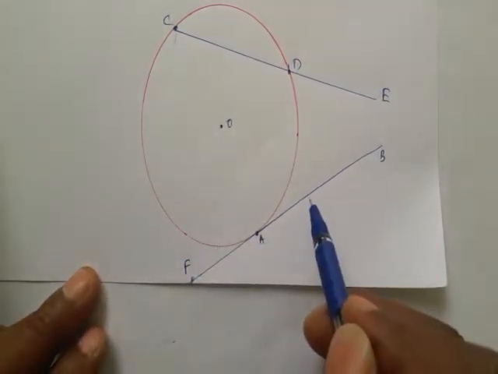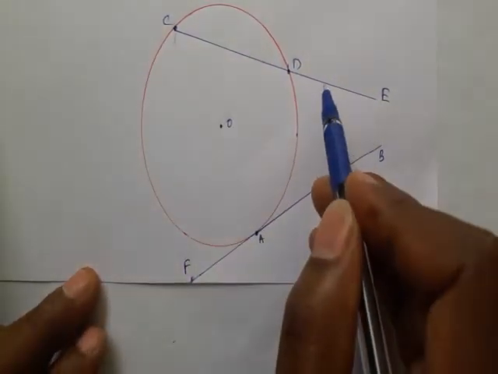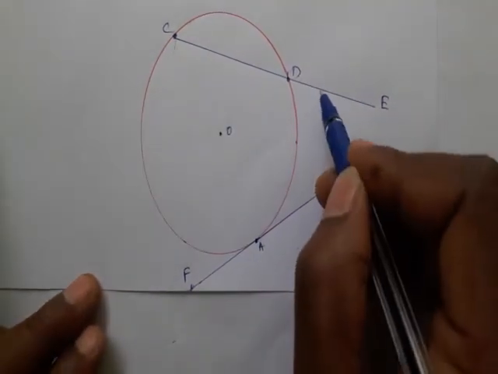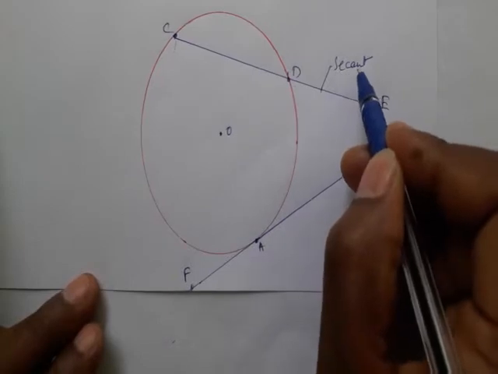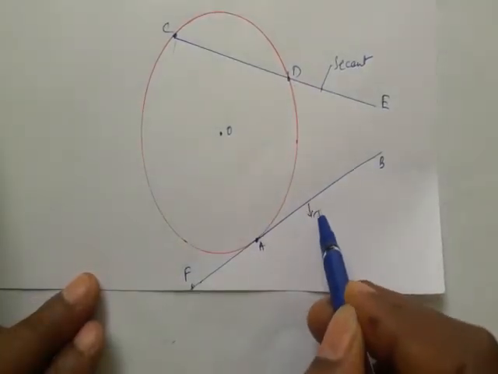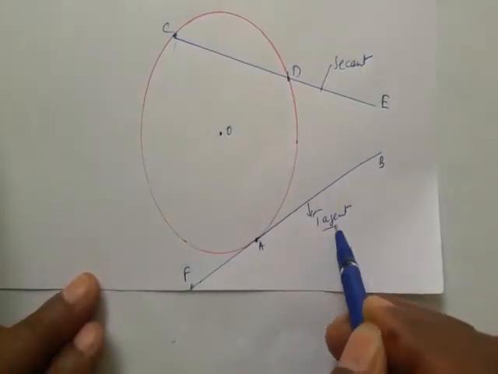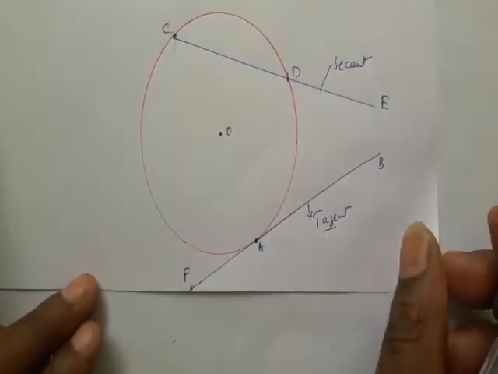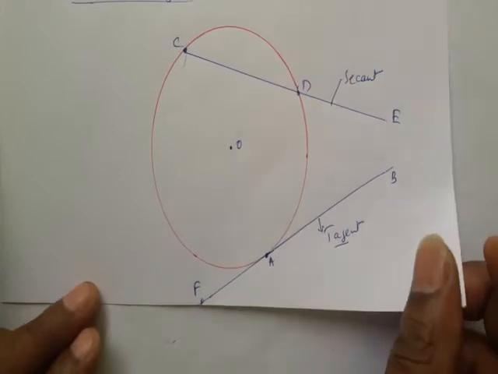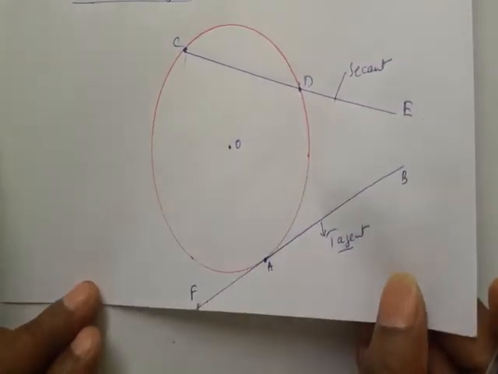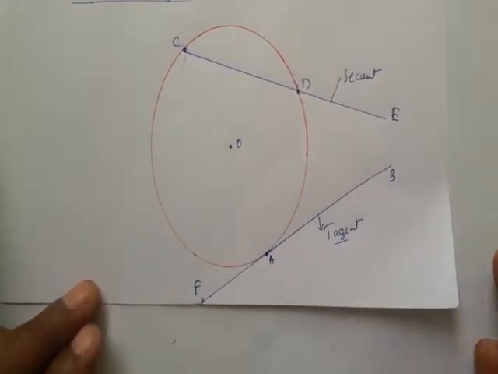So these kind of lines are called tangents. These kind of lines are called secants. This is a secant, this is a tangent. So tangent and secants are very important for your further studies also, first PUC and second PUC. Study more about tangent. The basics are very important, students.